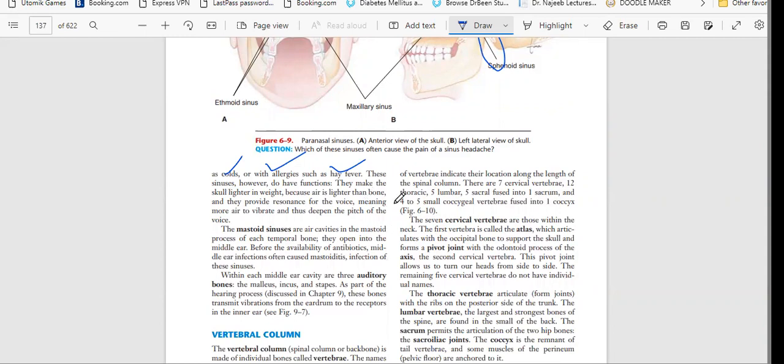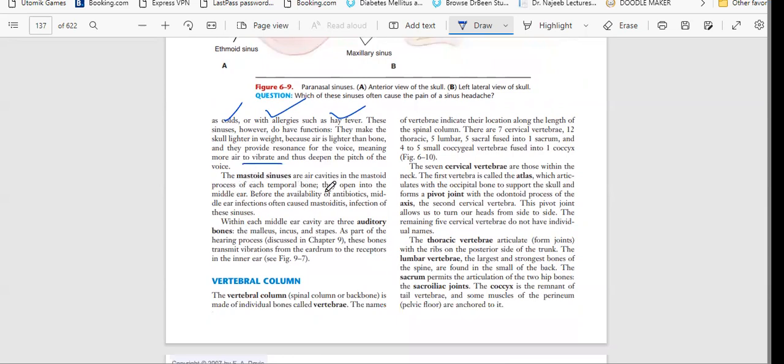And it gives the voice depth. Whenever you want to shout, these sinuses help make your voice louder, because of the vibration, and give depth to the pitch of the voice. Okay, so we have mastoid sinuses, or air cavities, in the mastoid process of each temporal bone. They open into the middle ear. Before the availability of antibiotics, middle ear infection often caused mastoiditis, infection of the sinuses.